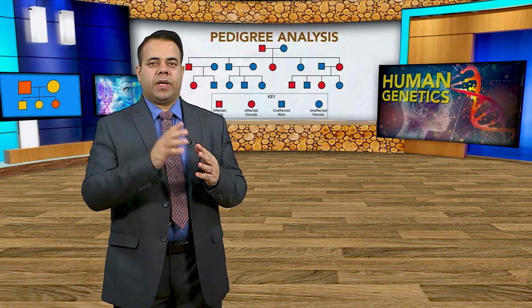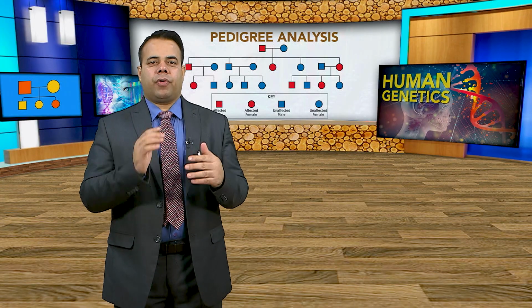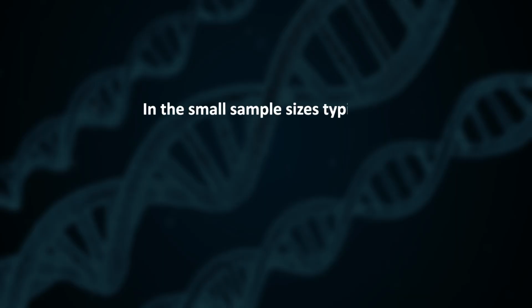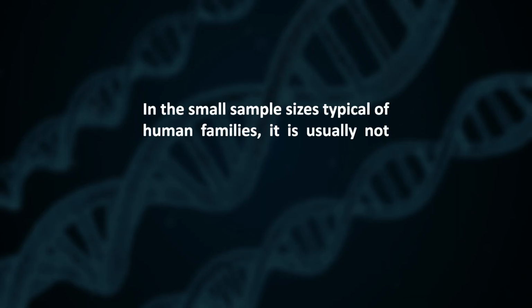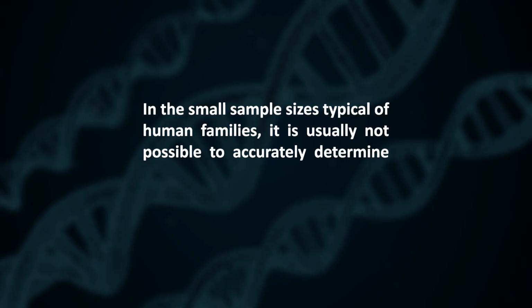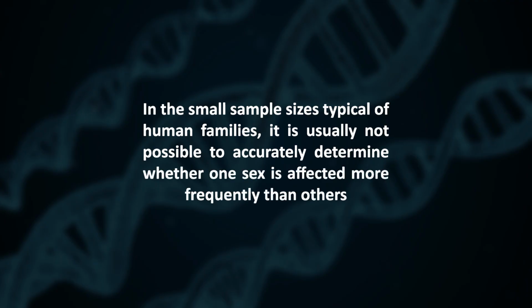This is in contrast to autosomal recessive and autosomal dominant, where both sexes tend to be affected equally, and X-linked dominant, in which females are affected more frequently. However, in the small sample size typical of human families, it is usually not possible to accurately determine whether one sex is affected more frequently than the other.